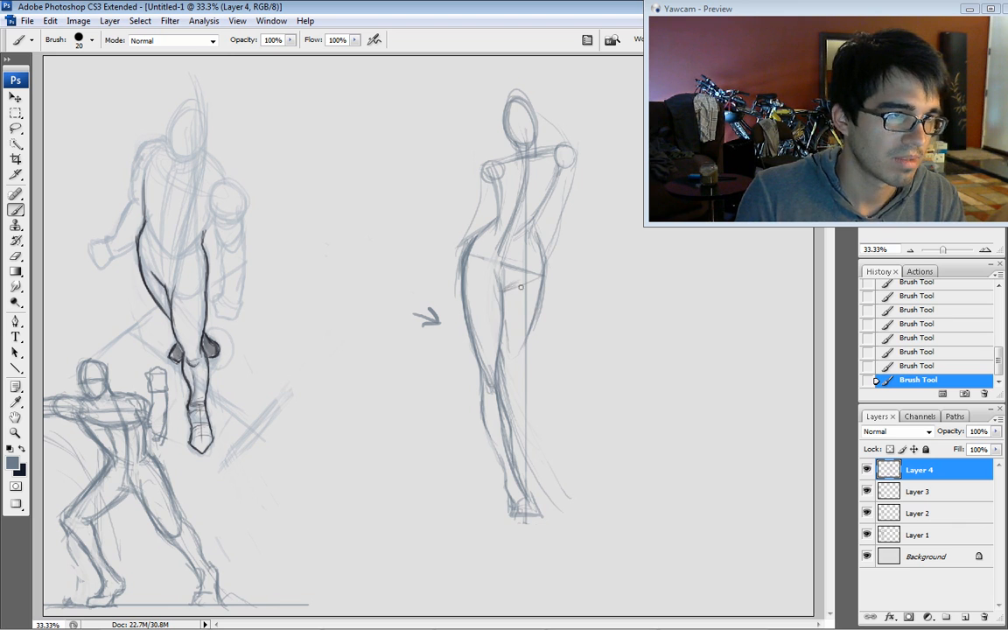Alright. Let's draw in this. Let's have the other leg. What should we do with the other leg? Let's just place it behind.